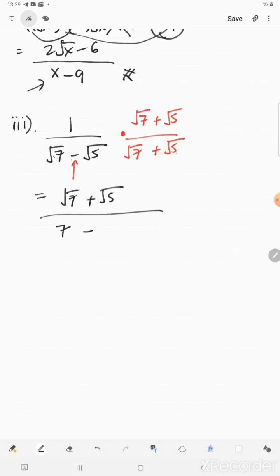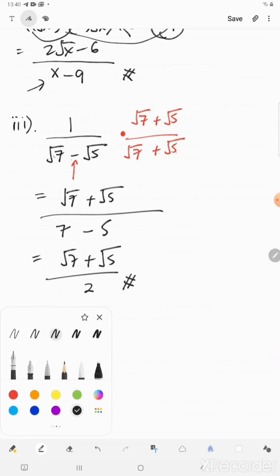Alright, negative square root 5 and square root 5, so kita akan dapat 5 lah. So jawapan akhir dia akan dapat square root 7 divided by 2. Okay, this is the final answer. Okay, kalau siapa yang macam tak puas hati kan, lah Madam tunjuk lah.